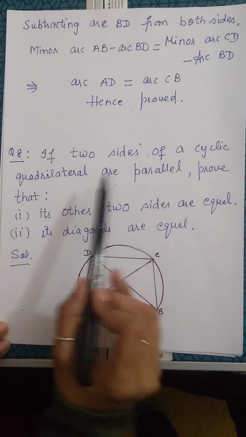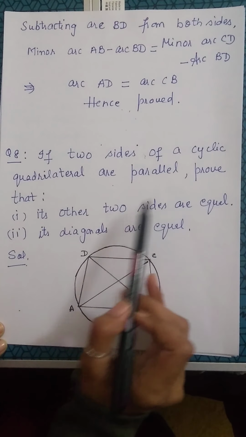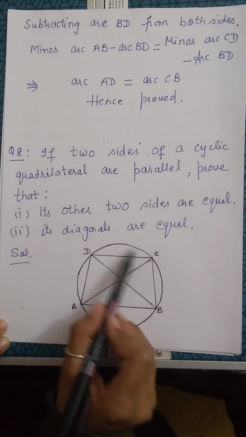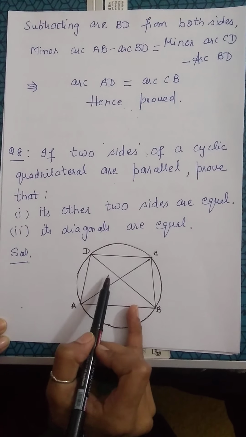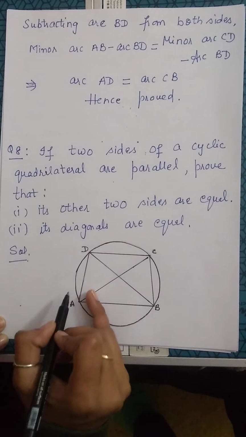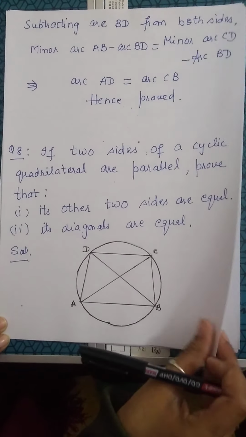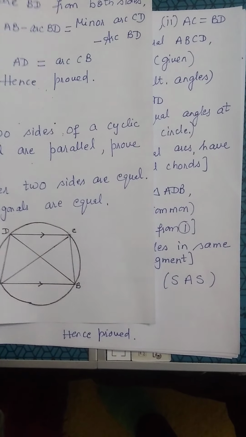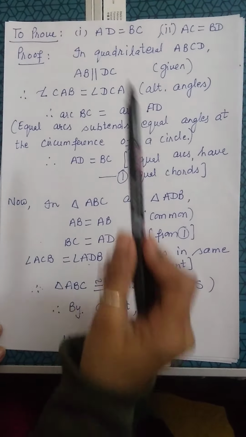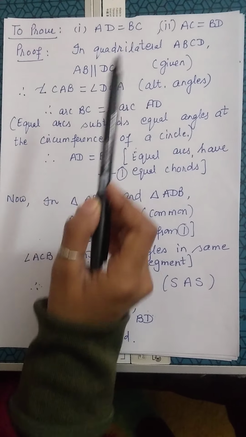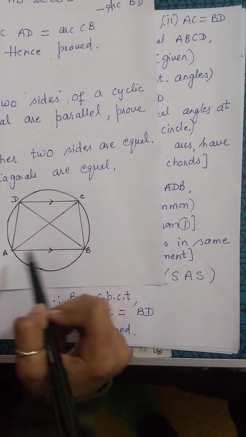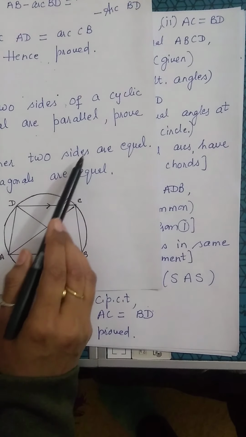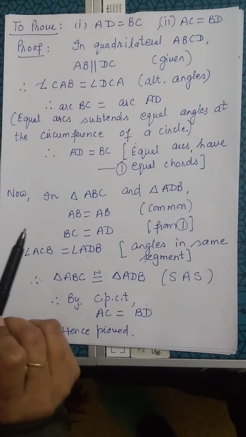If two sides of a cyclic quadrilateral are parallel, prove that its other two sides are equal and its diagonals are equal. Now, this is a cyclic quadrilateral, a quadrilateral whose all four vertices lie on the circumference of the circle. Now, these two lines are given parallel. To prove: AD is equal to BC, and AC is equal to BD. That means the diagonals are equal. This is for the second part, and for the first part, AD is equal to BC.